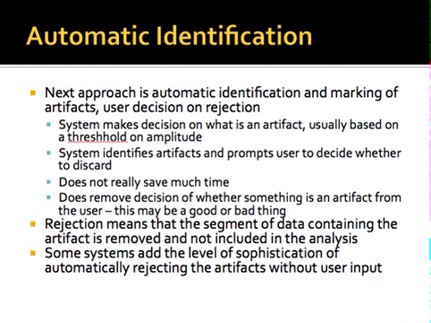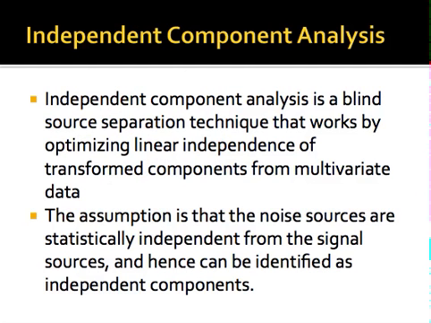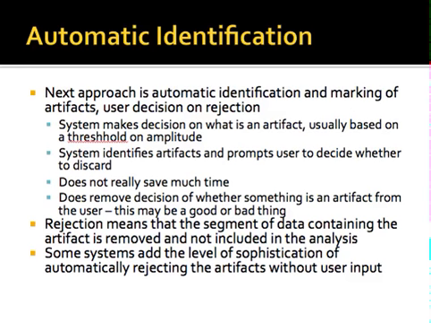So the next approach is to have automatic identification and marking of artifacts, and the user makes a decision on whether to reject. So in this case, the system makes a decision on what's an artifact, usually based on thresholding of the amplitude. So we look for sections of the signal that exceed a user identified threshold. Then the system identifies the artifacts and prompts the user, do you want to discard or not? So because of that, it doesn't really save a lot of time. It does move the decision of whether something's an artifact or not away from the user. That can be a good thing. It can be a not so good thing, depending on your perspective.